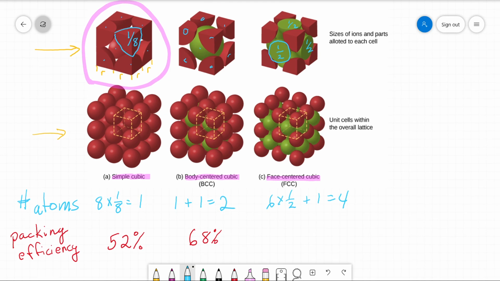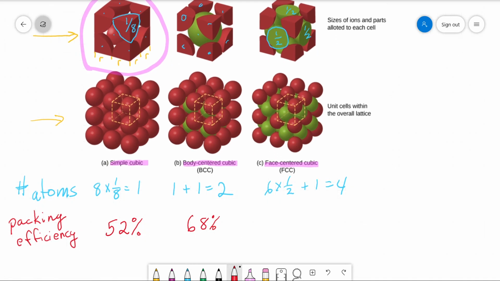And now I think you can see that that is probably the most efficient of these 3. And that has an efficiency of 74%. Okay. And like I said before, this is by no means comprehensive. We are definitely not covering everything in terms of cubic unit cells, but that's just an introduction.